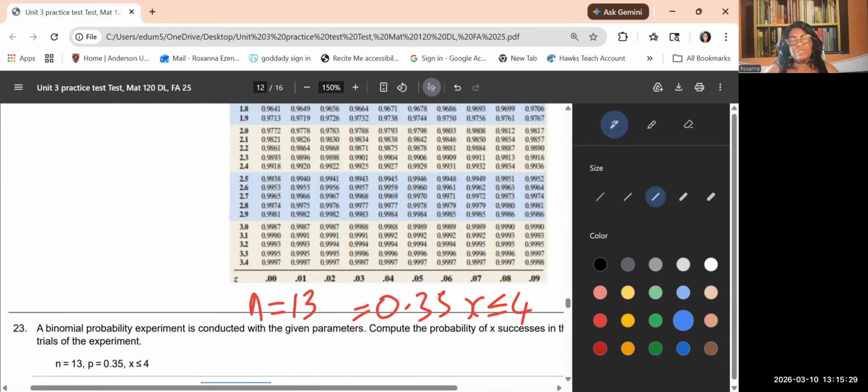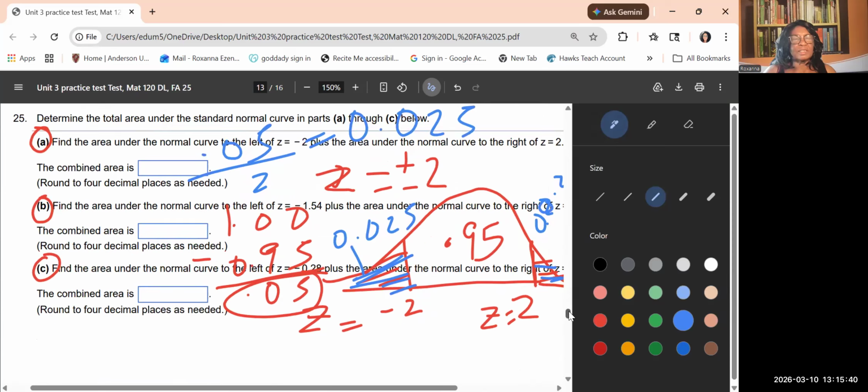So what if I want to use my calculator to get this? Okay, let's do it with calculator. So now, let me just check my answer with calculator.